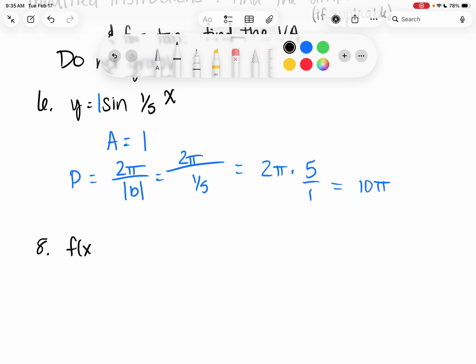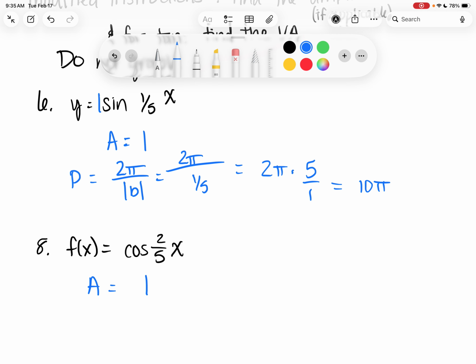Number 8, f of x is equal to cosine of 2/5 x. And I think y'all are pretty used to it at this point, but y and f of x get used interchangeably. One's just regular notation, and the f of x is function notation, but it doesn't change anything for what I'm doing. Absolute value is 1, and then the period is 5 pi.